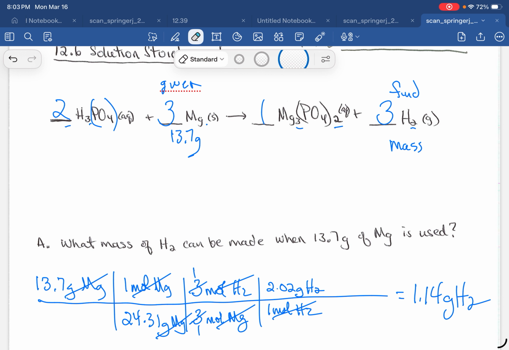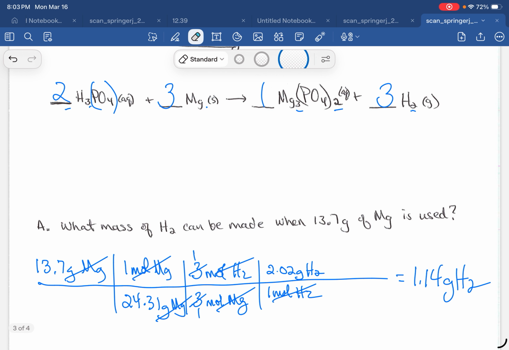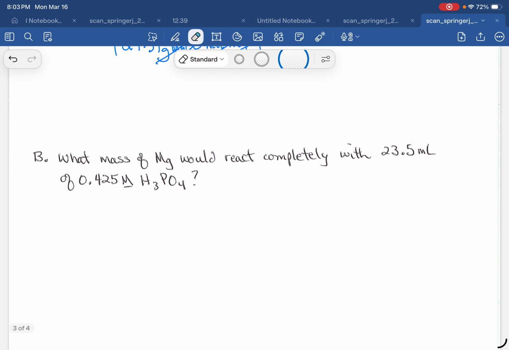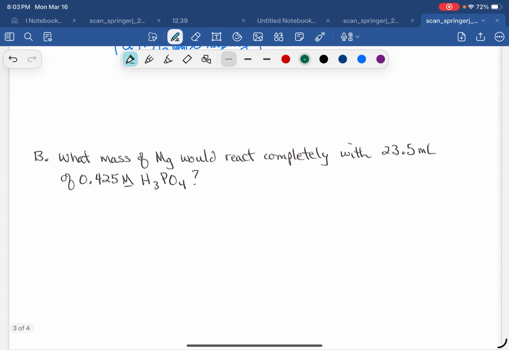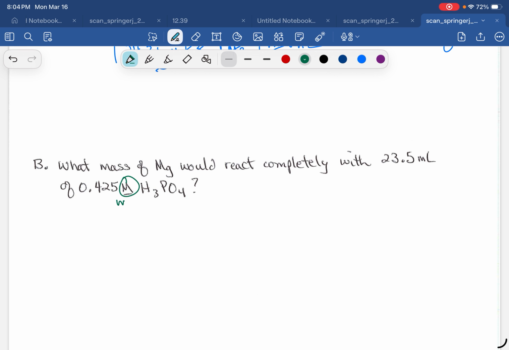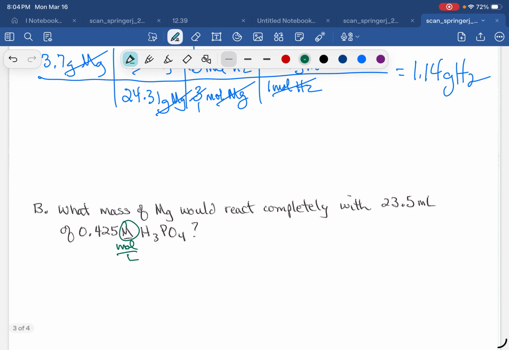I'm going to erase this down here, this up here, and we'll go on to letter B. I'm going to change color on my pen because it's a new problem. What mass of Mg should react completely with 23.5 milliliters of 0.425 molar H3PO4. Remember that this 0.425 molar means moles per liter. That's got to be automatic, 0.425 moles per liter.